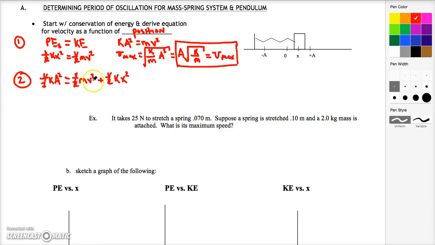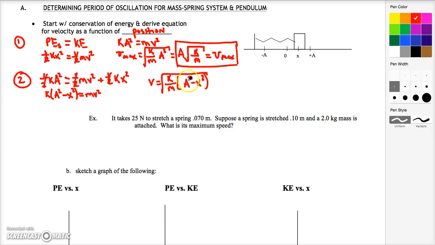We're going to do some algebra to solve for v here. So I'm going to subtract kx squared, and I'm going to pull out a k. So I get k times a squared minus x squared equals mv squared. And then if I solve for v, I get the square root of k over m times a squared minus x squared.